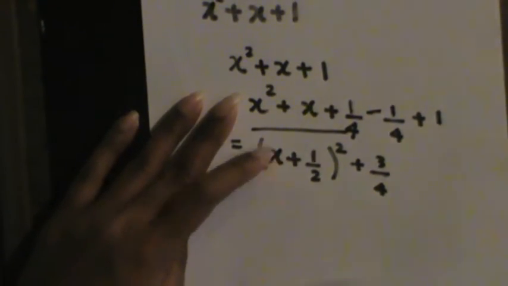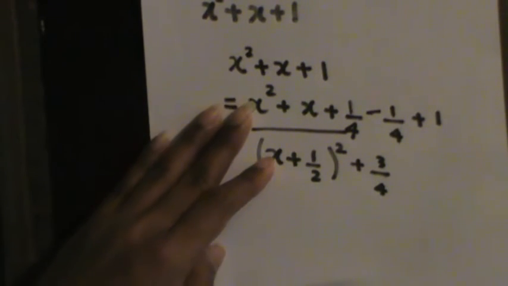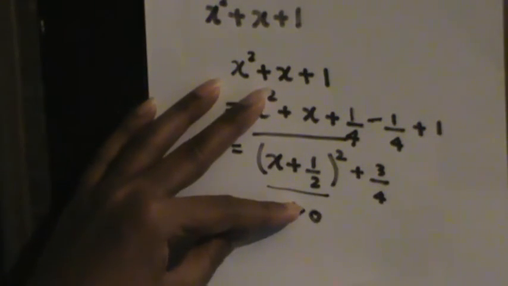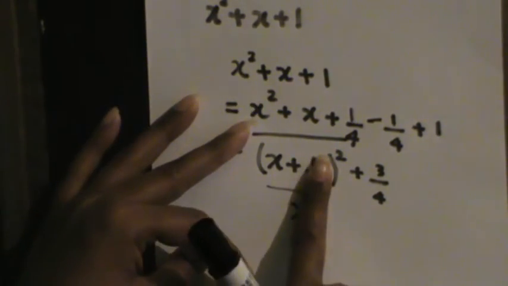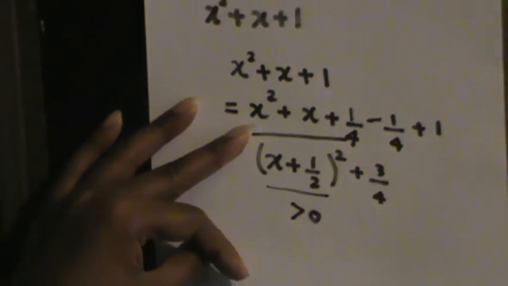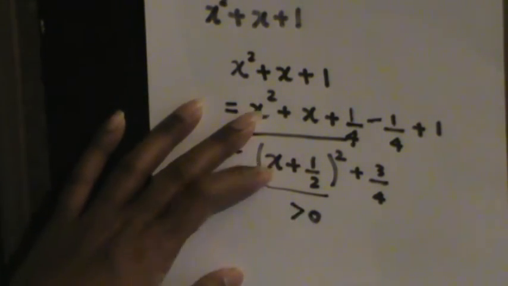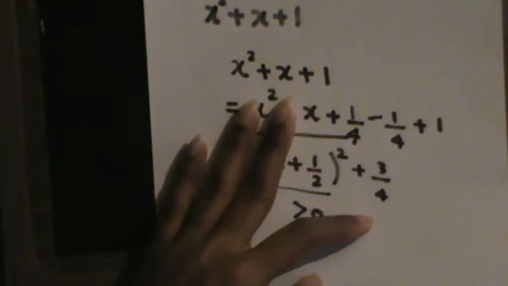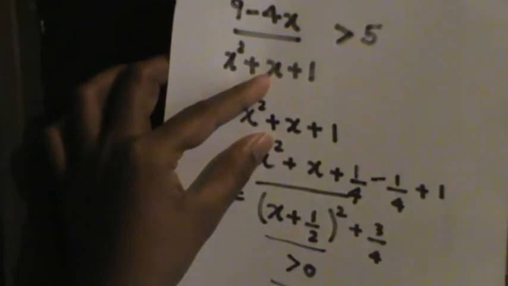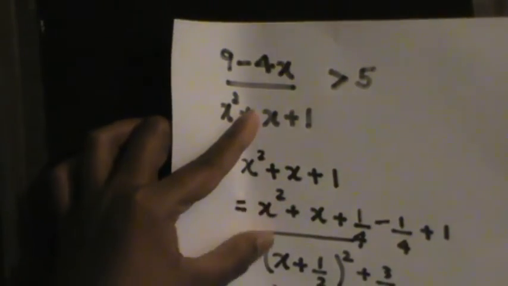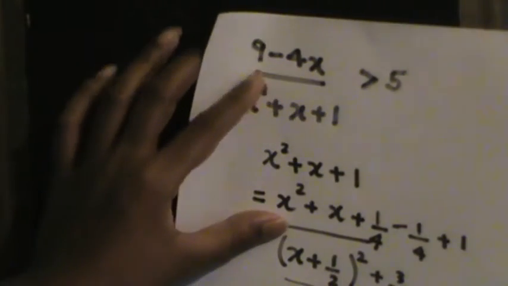So take any value for x, whether x is negative, zero or positive. The complete square part is never negative. The minimum value that this part can take is 0, and even when it is 0, x squared plus x plus 1 is greater than 0, because you are adding 3/4. And when the complete square is greater than 0, the whole expression is again greater than 0. So for any given value of x, x squared plus x plus 1 is positive, and multiplying by it will not change the sign. That's important to know before solving this inequality.